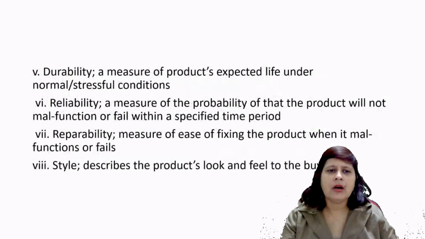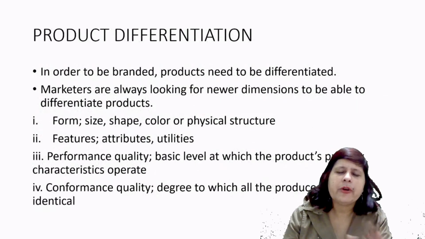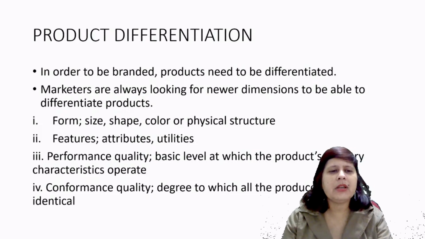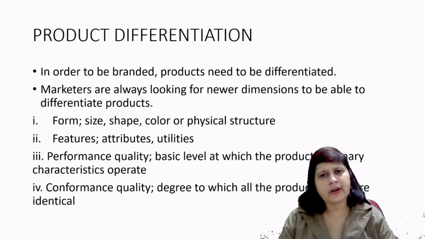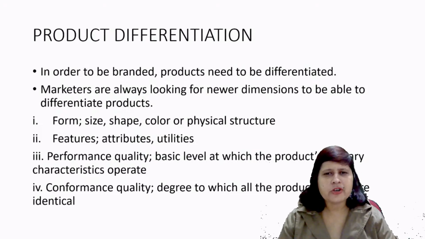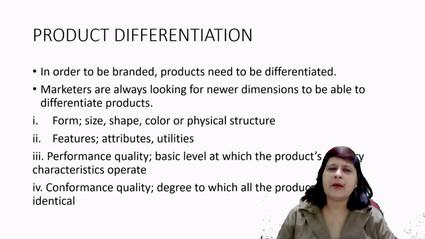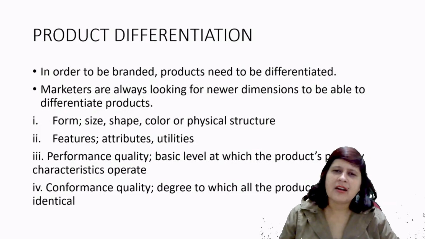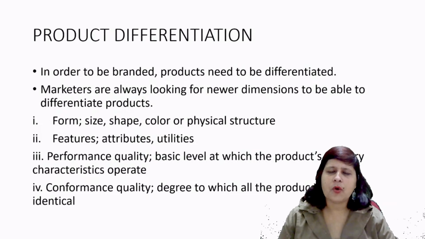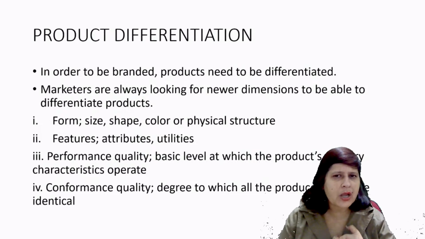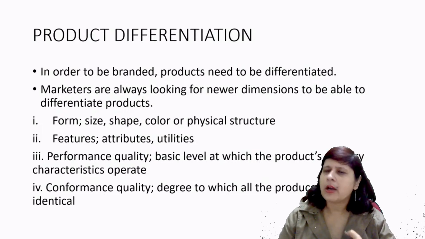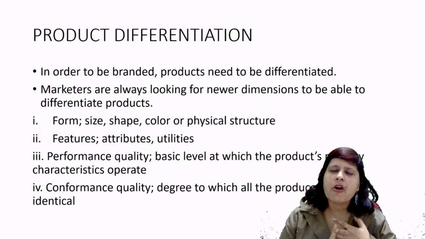Right. So it is very important to differentiate. If you want to be in the market, it is very important to differentiate the product. If you can differentiate the product, then you can create the brand for the product. And there are various ways on the basis of which you can differentiate your product. It could be on the basis of quality of the product. It could be on the basis of form, size, shape, color, structure.